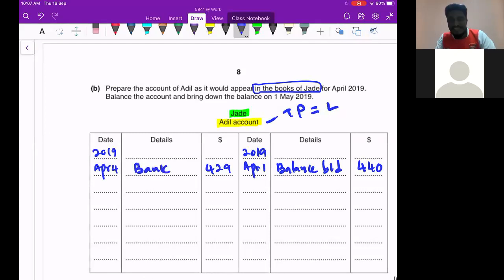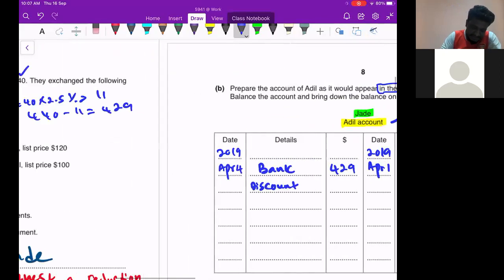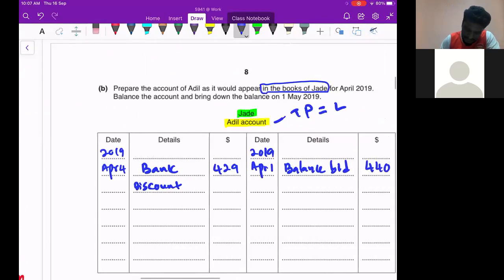Why is it on the debit side? Because when we pay, our trade payable will be reduced. Trade payable is a liability. A liability reduced will be on the debit side. Am I done? No. We have a discount. How much is the discount? Discount is 11. So right here 11.